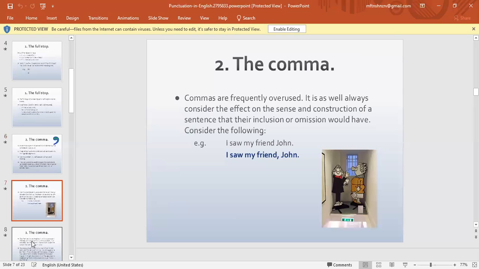It's as well always to consider the effect on the sense and construction of a sentence that their inclusion or omission would have. Consider the following. For example, I saw my friend Tom. I saw my friend, Tom. And their meaning is different.